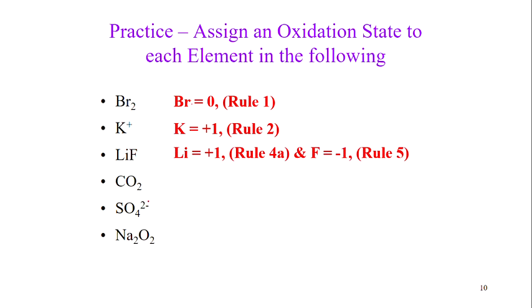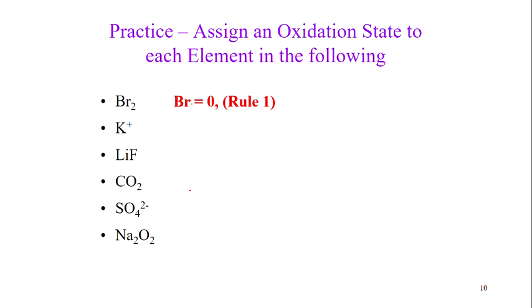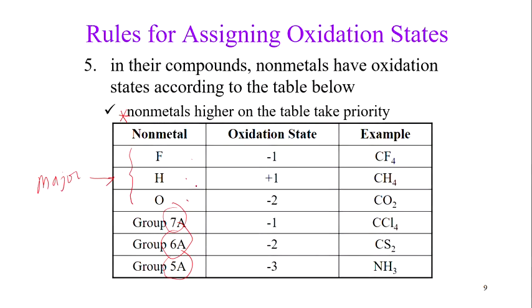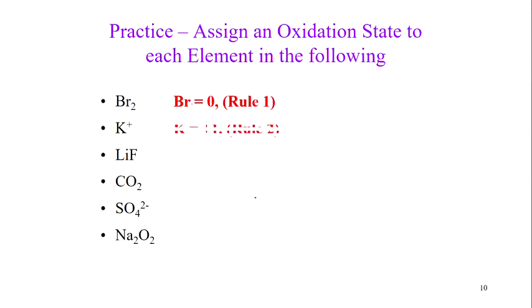CO2, right now we are going to find the oxidation number for C in CO2. What is your answer? Would you like to take a look at this slide again? No information for group number 4. What should we do? We know that oxygen is 2 negative.